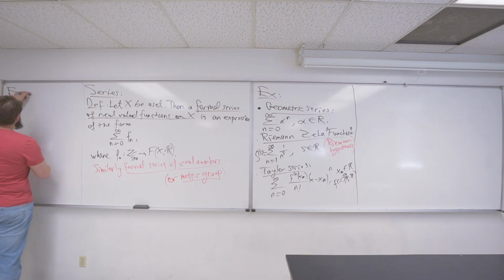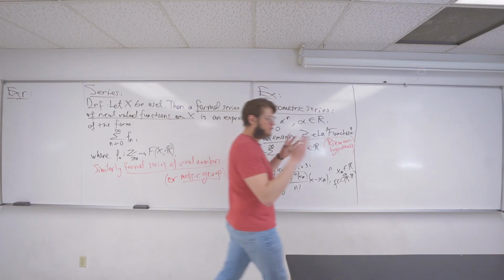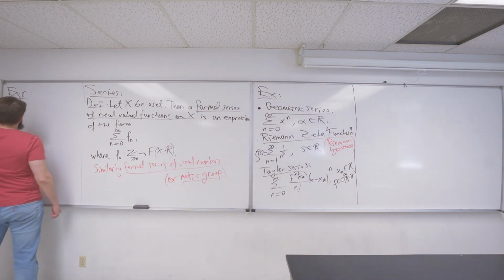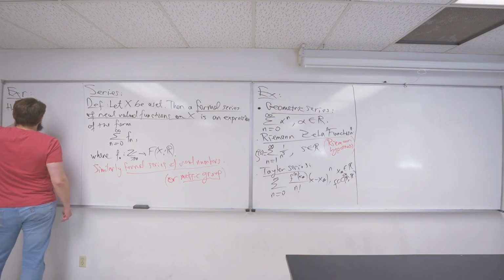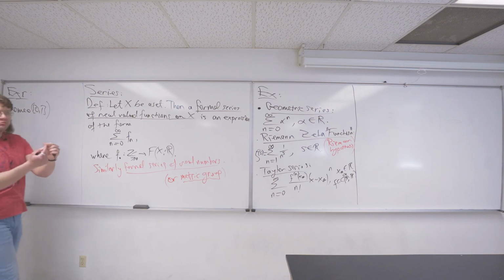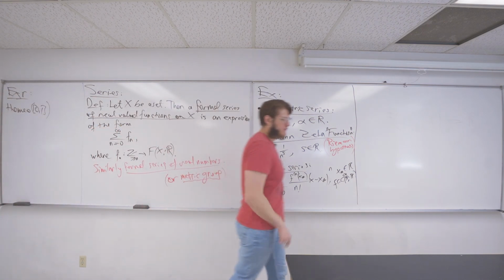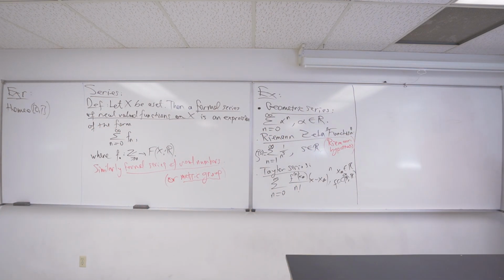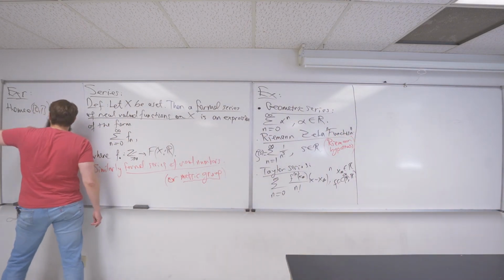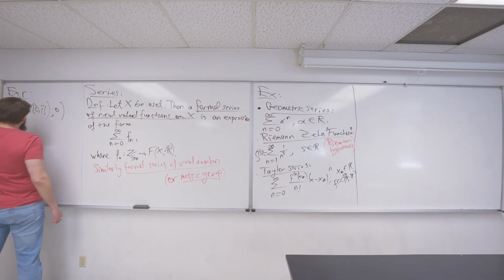Example, or maybe exercise. Say I look at the collection of homeomorphisms from the unit interval to itself. This is what is called a group under function composition. If I were to take two homeomorphisms, compose them, that's again a homeomorphism. And if I have a homeomorphism, so is its inverse. So I can say this set, together with the composition operation, is a group.